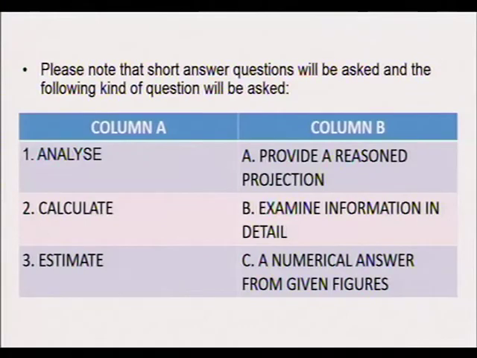Now, you'll have 2 columns, column A and column B. Below column A, there will be certain points. In this case, in my example, it's 1, analyze, 2, calculate, 3, estimate. And then in the opposite column, there will be answers. So in A, to provide a reasoned projection. B, examine information in detail. C, a numerical answer from given features.